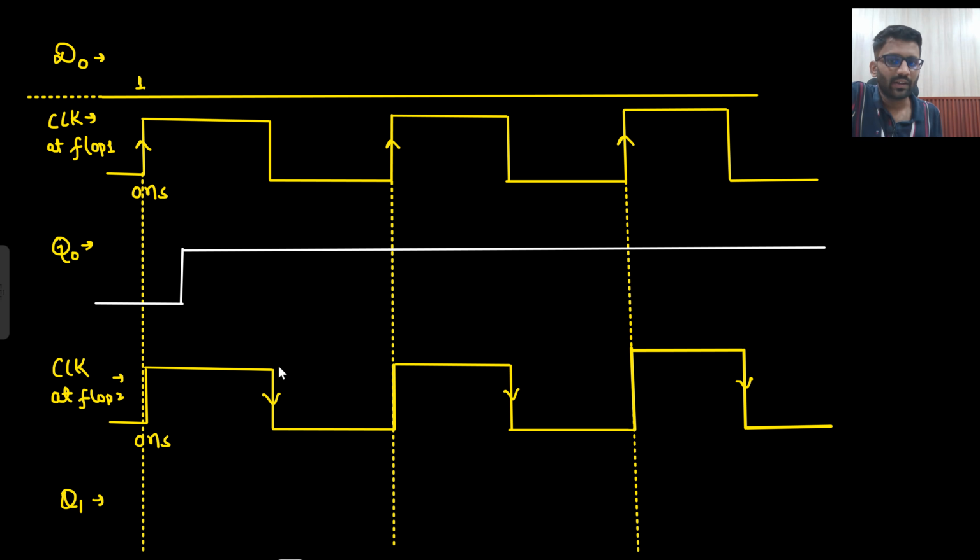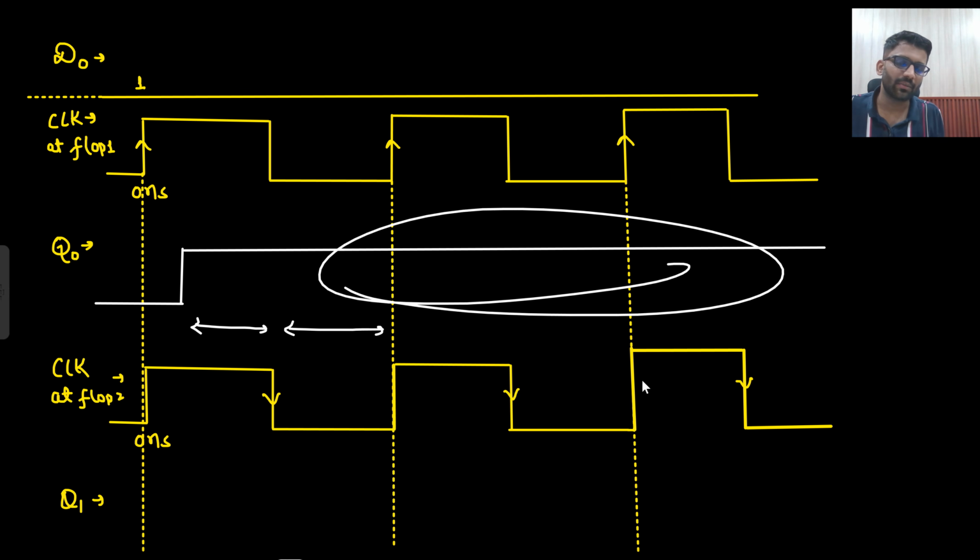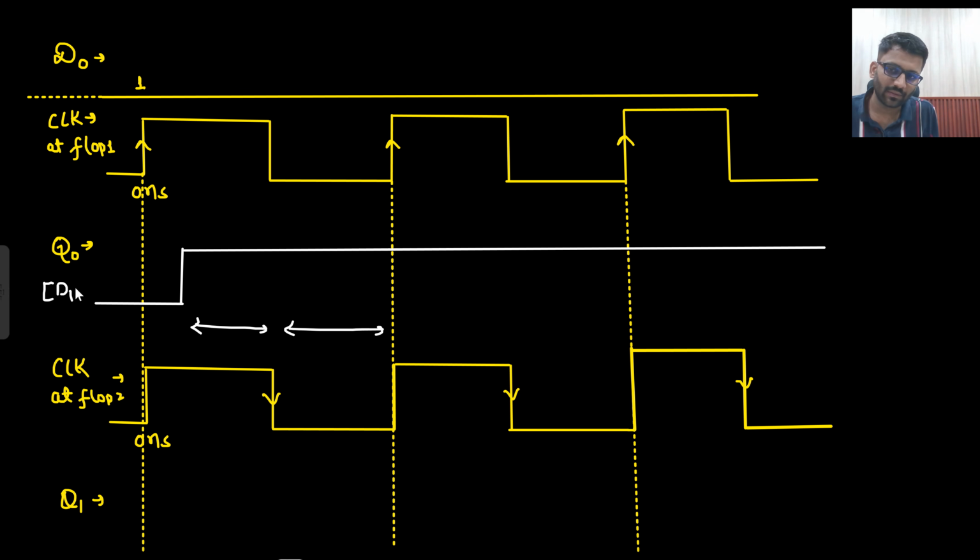So what it will do? It will say that at the negative edge I will see whether my input has been stable previously and after that. At the negative edge I will look ahead and back. If I am looking ahead, what do I see? My input is always stable. This is D1 only. But if I look back, what do I see? That I need a margin of setup time, right? If I look back, I know that my input is getting changed.